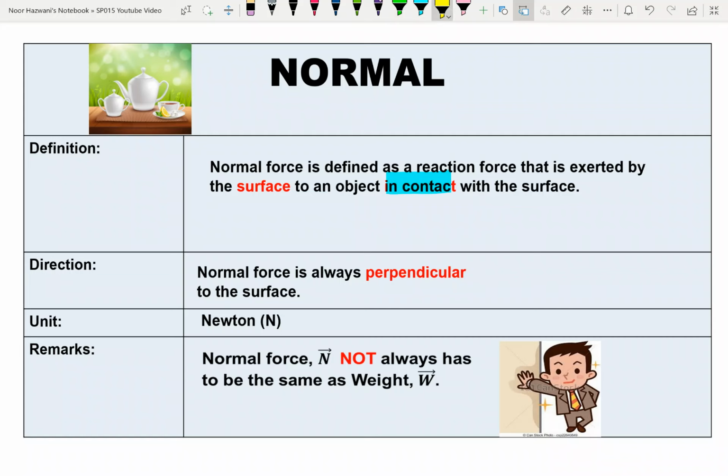So the important thing is the direction of the normal is always perpendicular, or I can say 90 degree to the surface. Unit masih Newton. And then ini remarks yang you kena tahu: normal force is not always has to be the same as the weight. Nanti bila kita buat soalan, student akan assume normal akan sentiasa sama dengan weight, tetapi tidak.